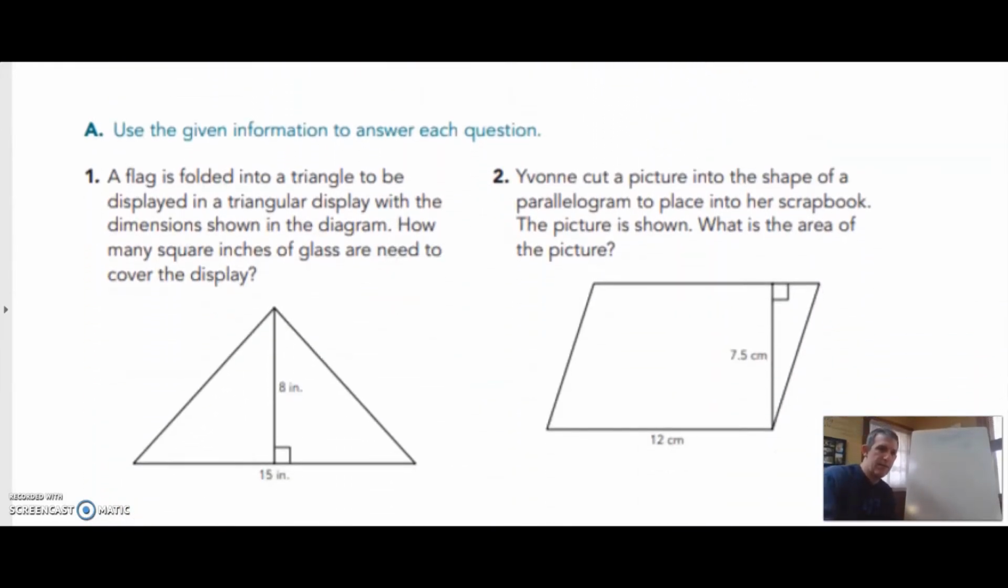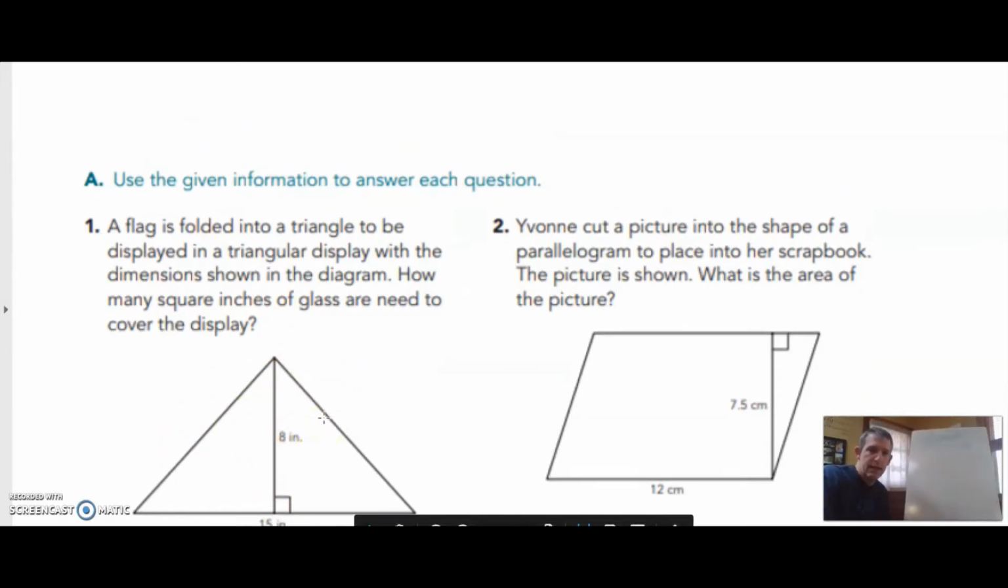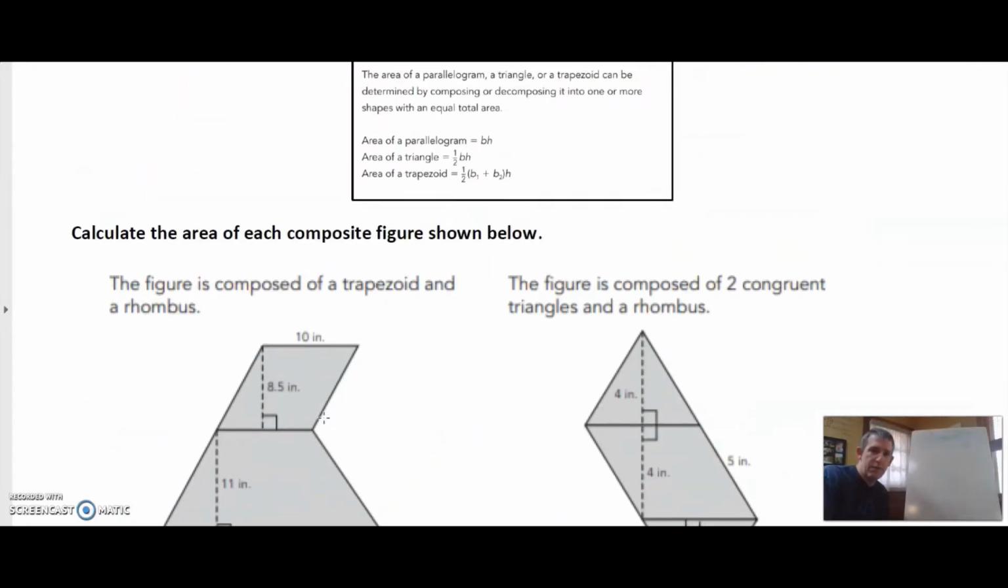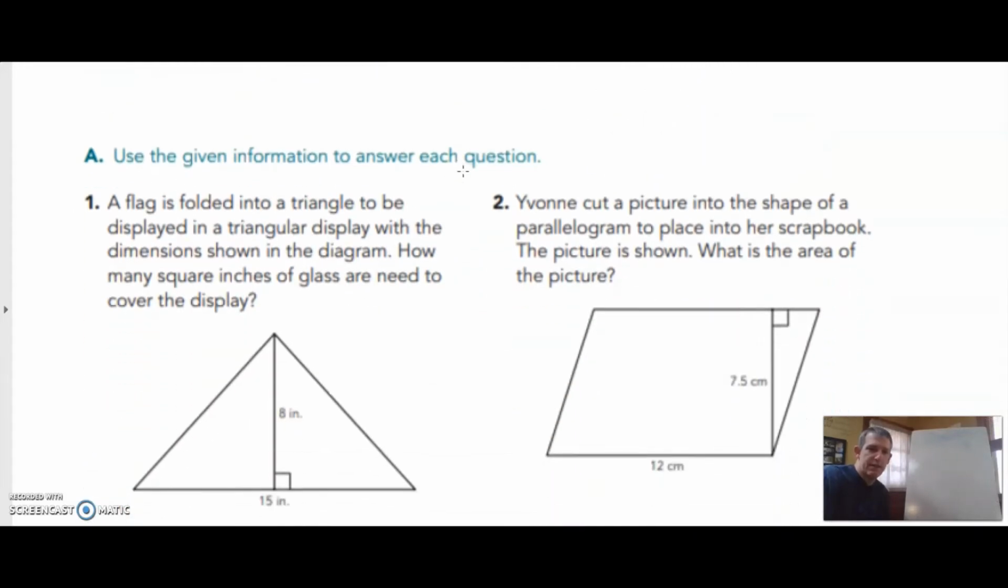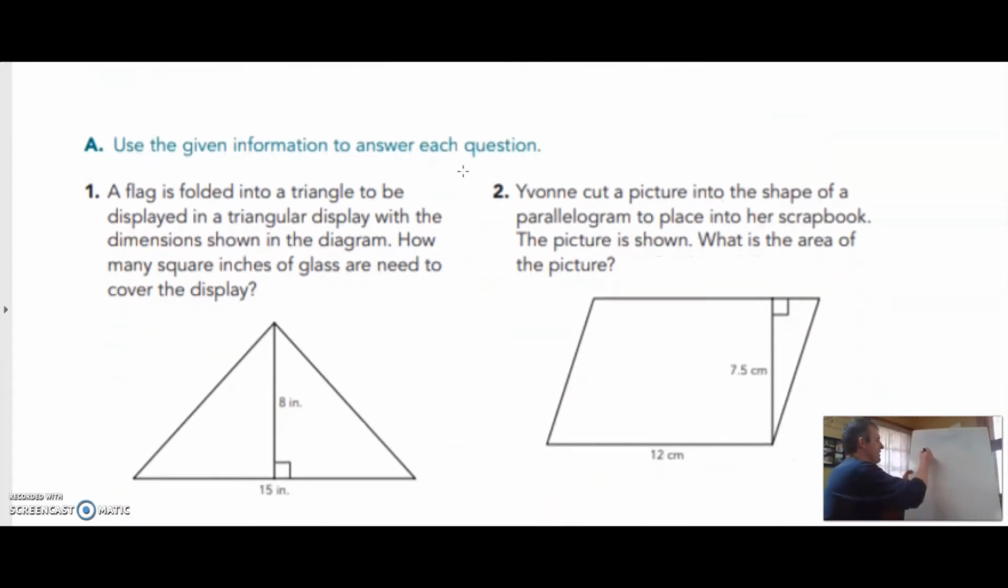It says, number 1, a flag is folded into a triangle to be displayed in a triangular display with the dimensions shown in the diagram. How many square inches of glass are needed to cover the display? So translation, they basically want us to find the area of this triangle. You can go back up to the top of the page for that formula. They included it here. The area of a triangle is 1/2 base times height. All right, so let's go over here, and I'm going to write that up here. Area equals 1/2 base times height.